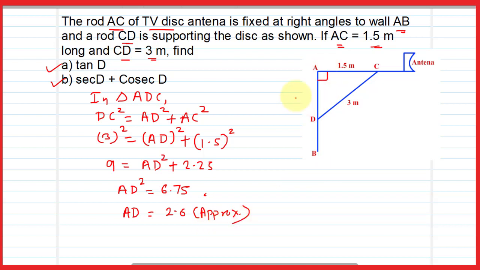Now you have got this as 2.6 meter. So AD we have got at 2.6 meter, and now we can find tan D. Tan D will be equal to what? Opposite upon adjacent. So friends, here we can find tan of D, that is equal to opposite upon adjacent, that is 1.5 upon 2.6, that is 15 upon 26. So tan D is equal to 15 upon 26.